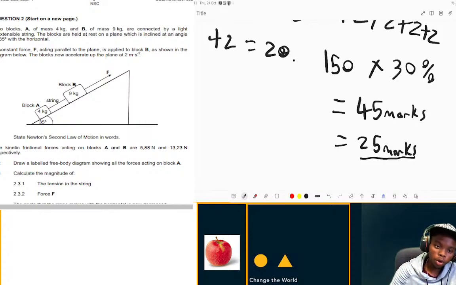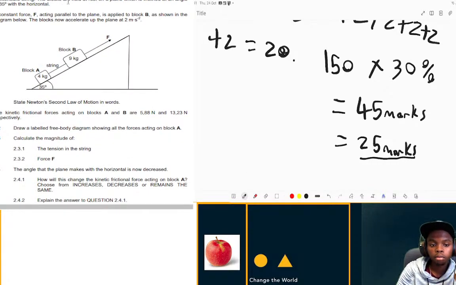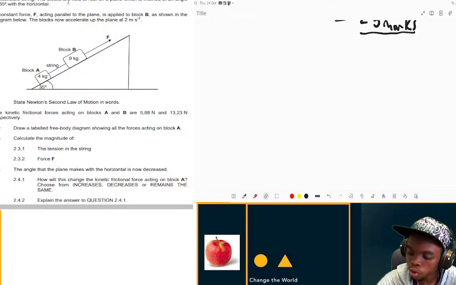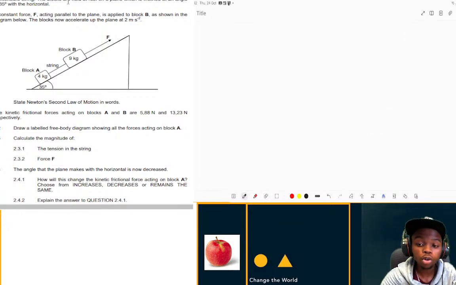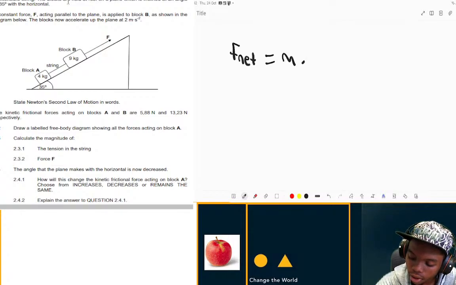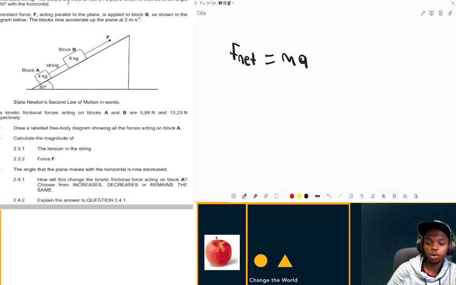Now, after the free body diagram, the question always is calculate the tension in a string or a force. Now we know one thing. In Newton's laws, the formula F net is equal to ma always works. This is Newton's laws. F net is equal to ma.